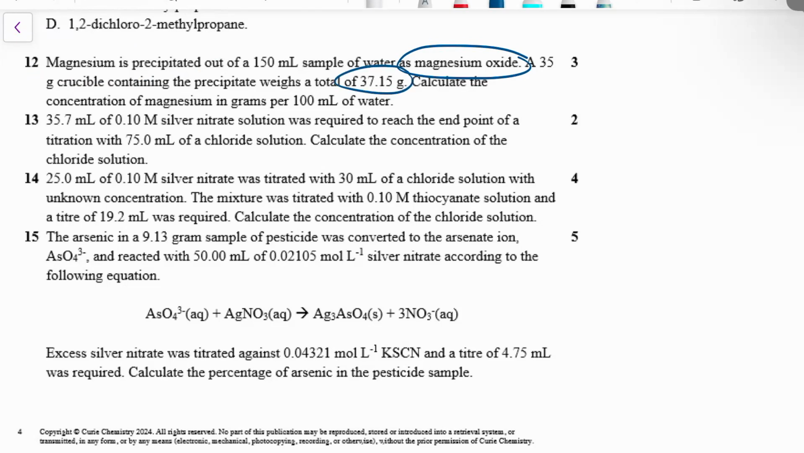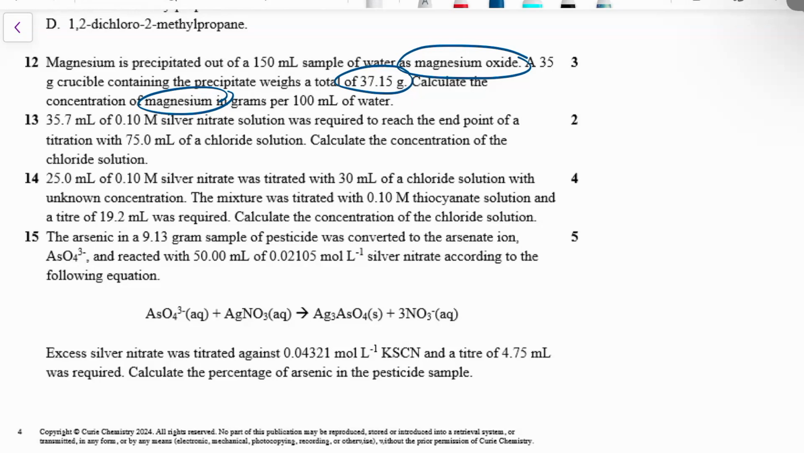So they've given you information for the precipitate, and they've asked you for just the magnesium itself. So they've given you information for one, asked you for another. I either need an equation or I could just use the formula.